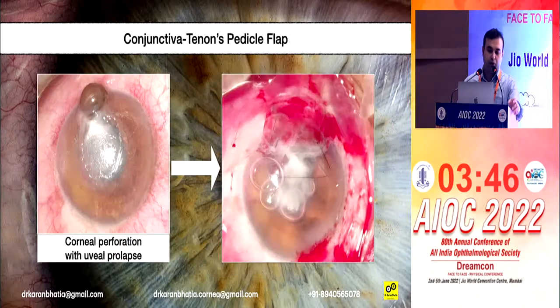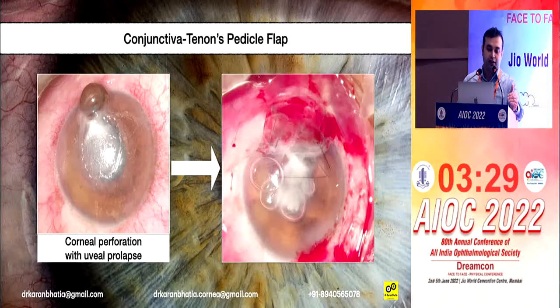So if it's a peripheral perforation like this, you can do a modified conjunctival Tenon's pedicle flap. What you need to understand is that the Tenon's is important in such situations because it is the tough structure. The conjunctiva is a very friable and a very thin structure.